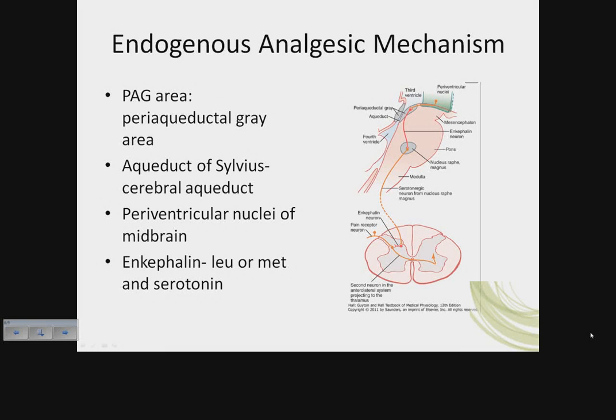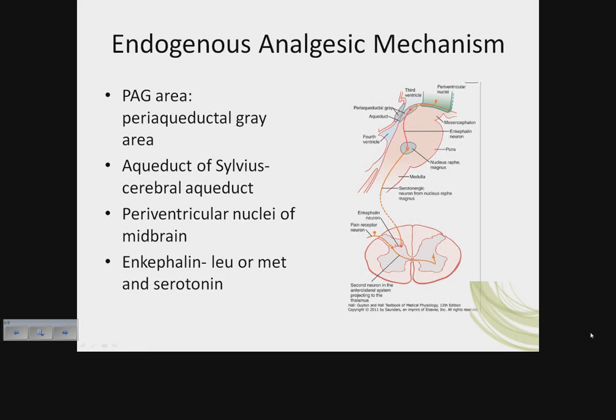Let me say it again. That enkephalin neuron, when it's stimulated by the higher orders of the brain, the periaqueductal gray area and the nucleus raphe magnus, is interrupting both type C and type A delta fibers.